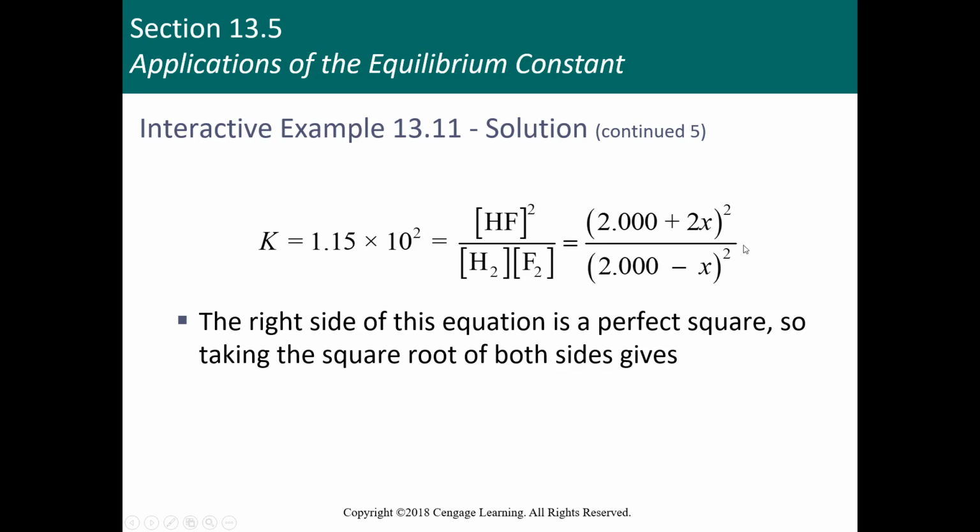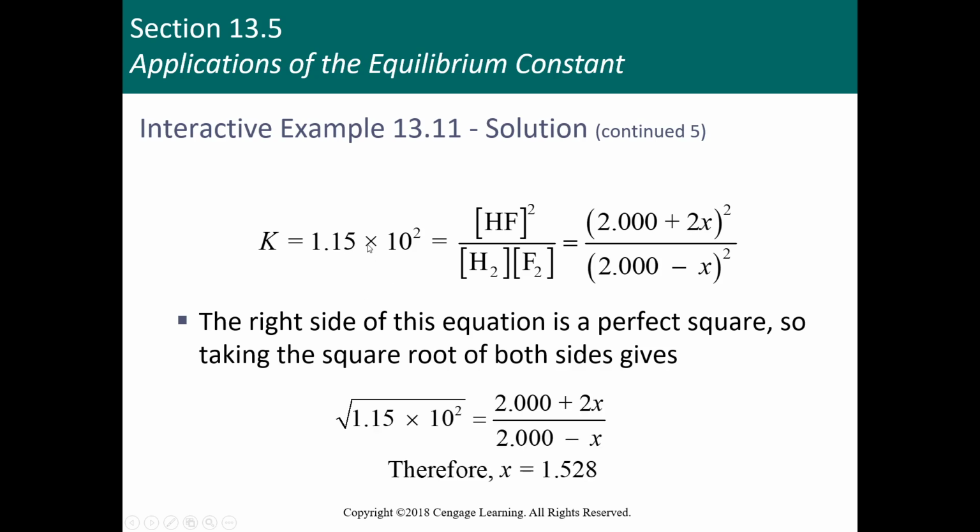So this one actually can be simplified a lot and made to be a much easier problem. This is to the second, this is to the second, so that means this whole thing is actually to the second. And so we can just take the square root of this side and this side, like so. The square root cancels out those to the seconds. And so we can then just solve in a much easier way. Go ahead and calculate that. Then we're going to multiply this over, and then we solve for x. And there's your solve for x.